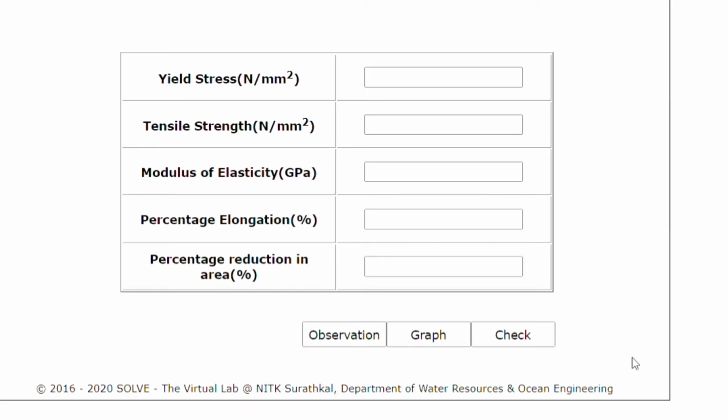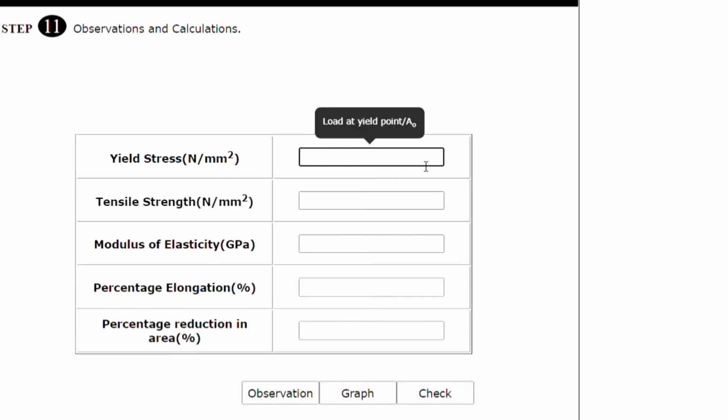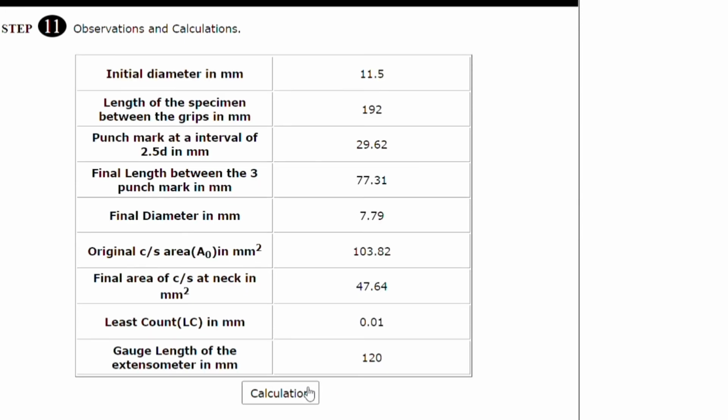Step 11, that is calculation. To find the yield stress, we have to use the lowest value from the graph divided by A0. So 37 kN divided by 103.02. So the answer is 356.39.